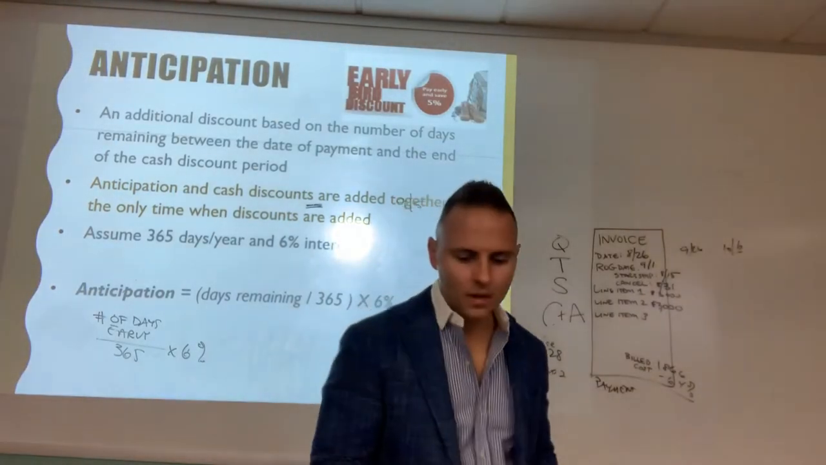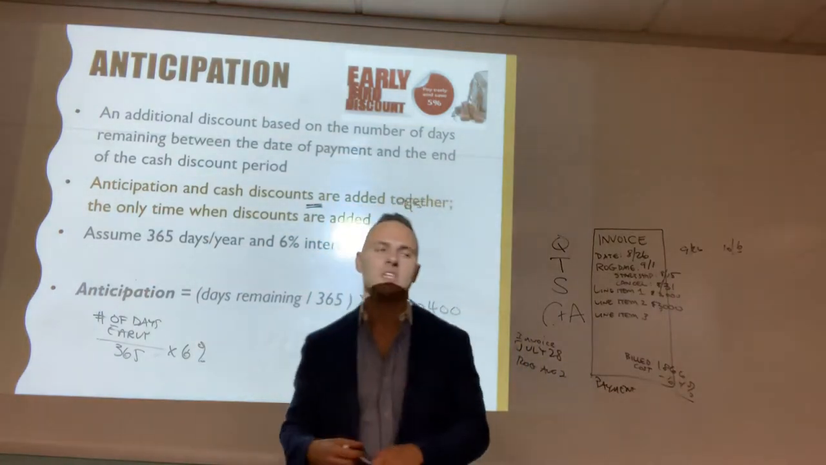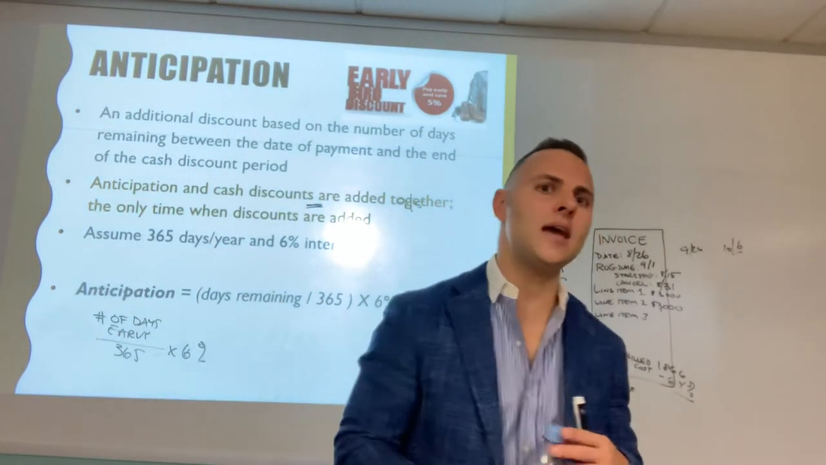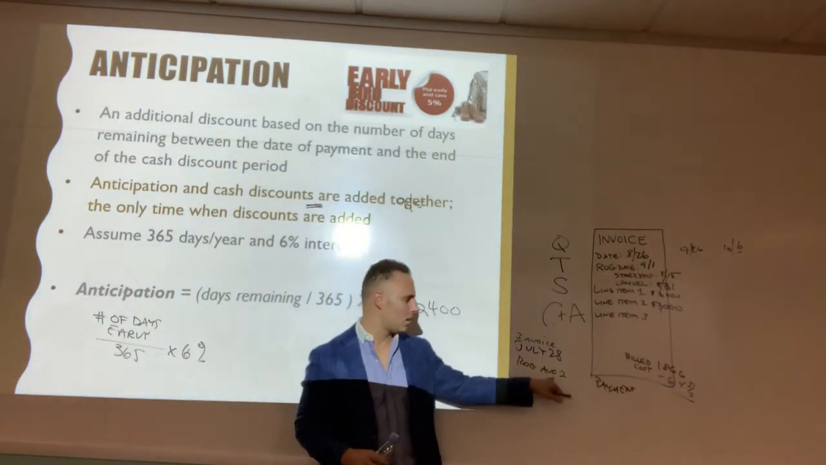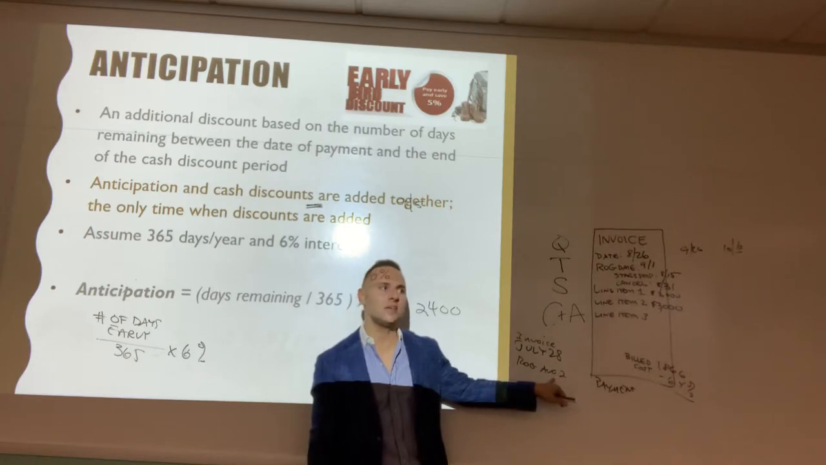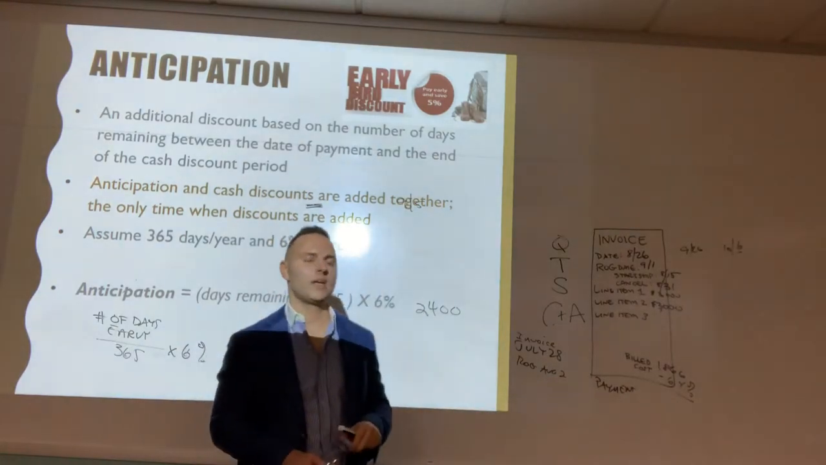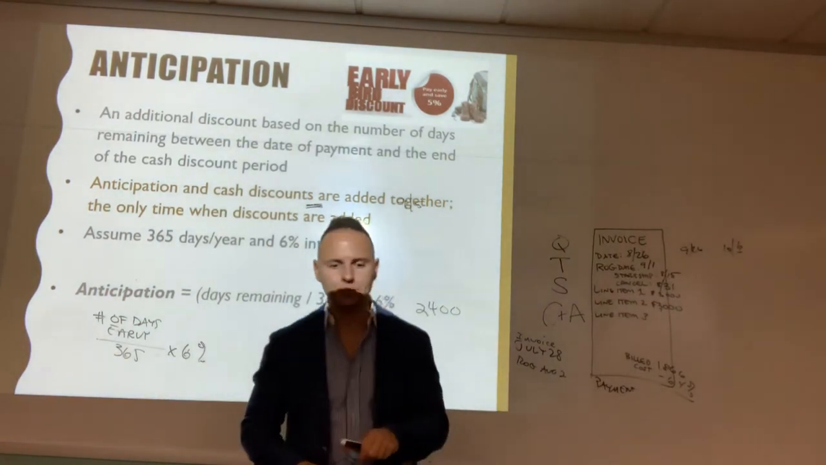B. 8/10 ROG. What's the 8? 8% discount if paid 10 days after receipt of goods. So there's your answer right there. August 2nd plus 10 is August 12th. Easy. Everybody got that? We added 10 days to the receipt of goods date, August 12th. C.